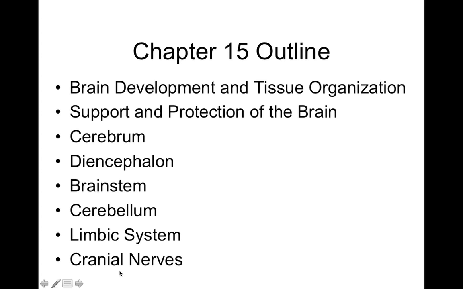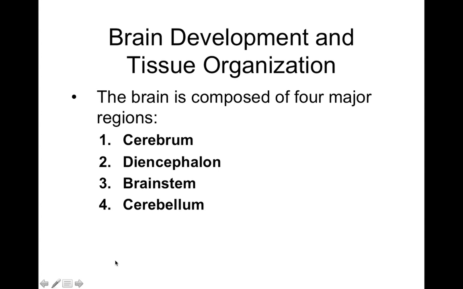There are 12 pairs of these. The reason they're called cranial nerves is that they emerge from the brain, hence the name cranial nerve. Okay, and we'll talk about spinal nerves next time, but this week we'll talk about cranial nerves.